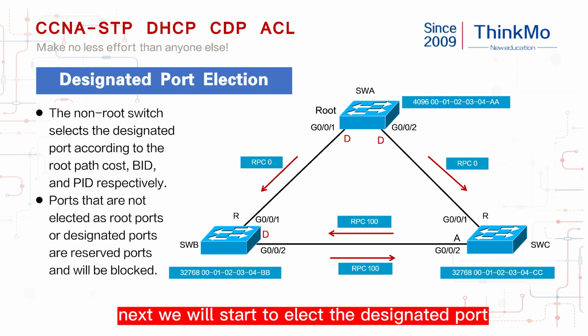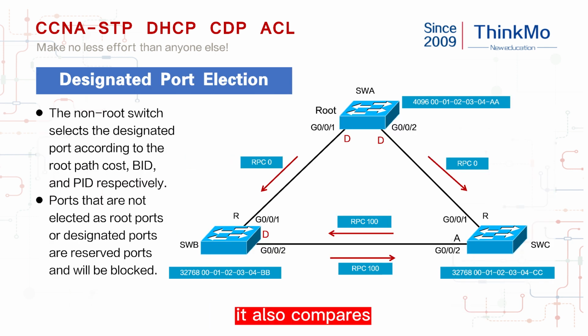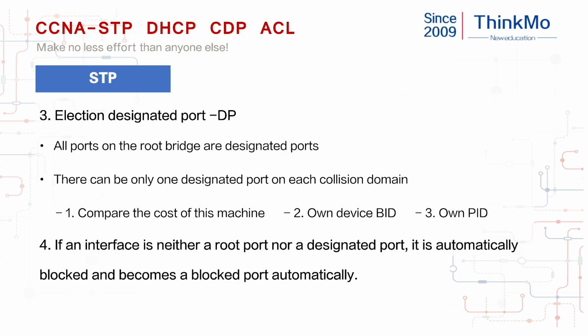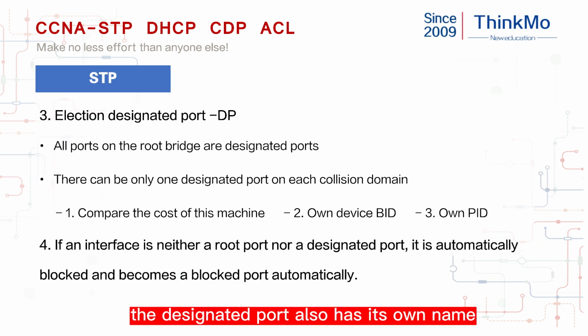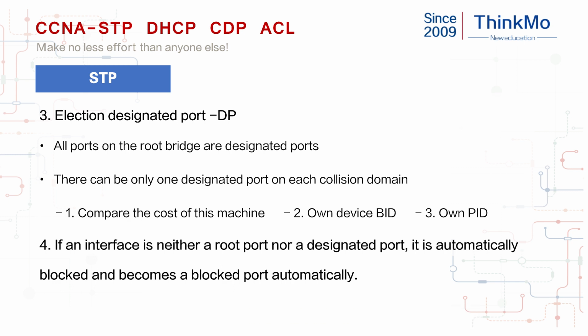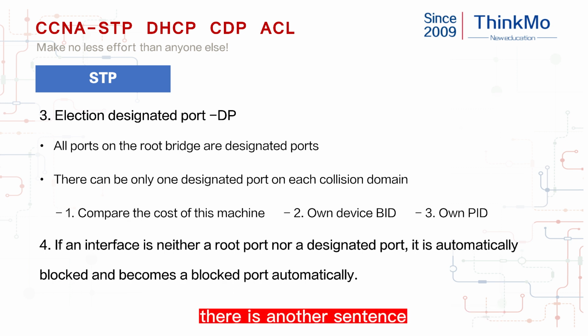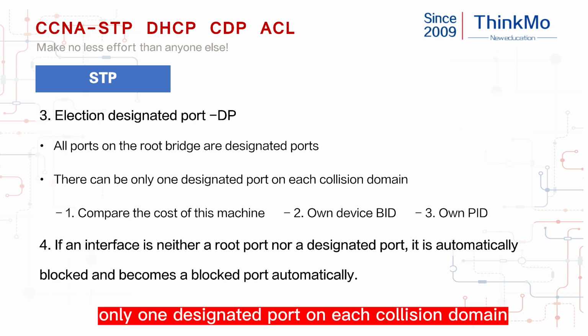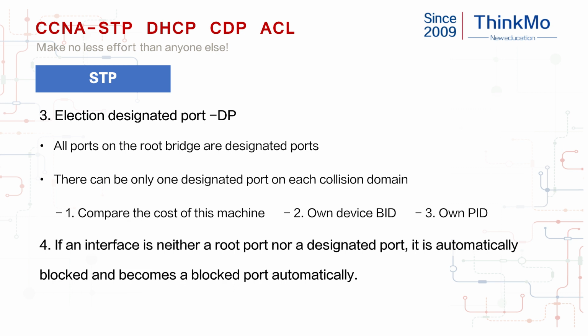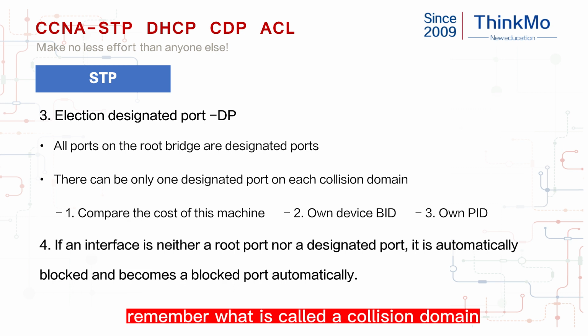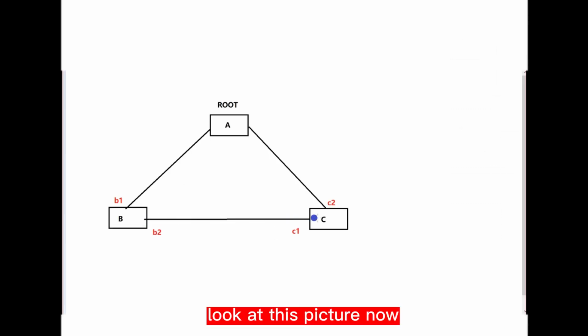Next we will start to elect the designated port. It also compares. The root port is called RP. The designated port also has its own name. It's called DP. For the root bridge, all ports on the root bridge are designated ports. There is another sentence. There can be only one designated port on each collision domain. Remember what is called a collision domain? Look at this picture now.